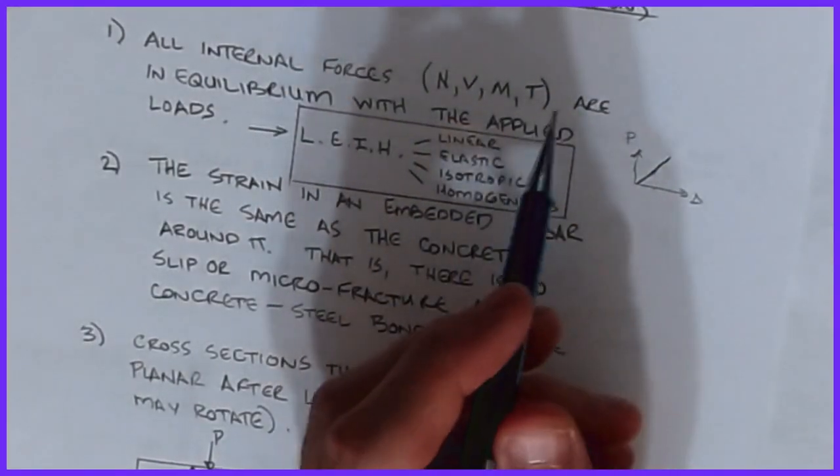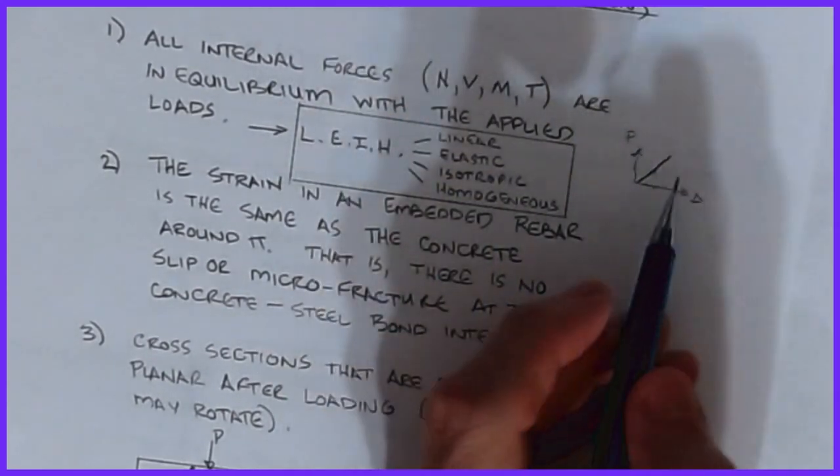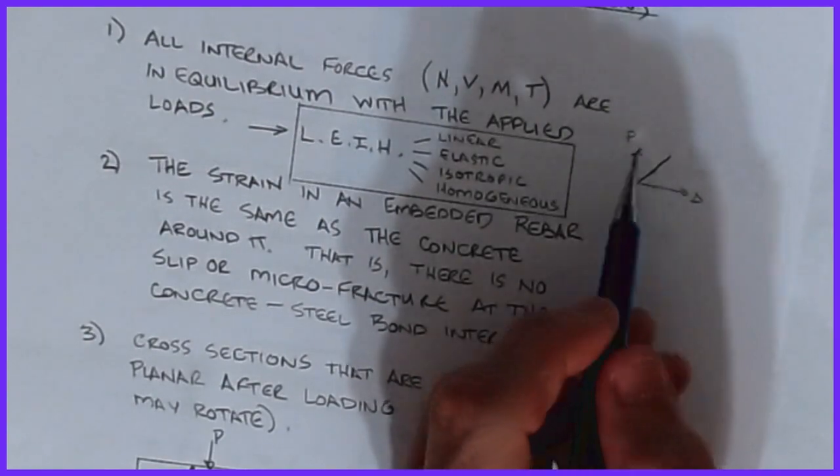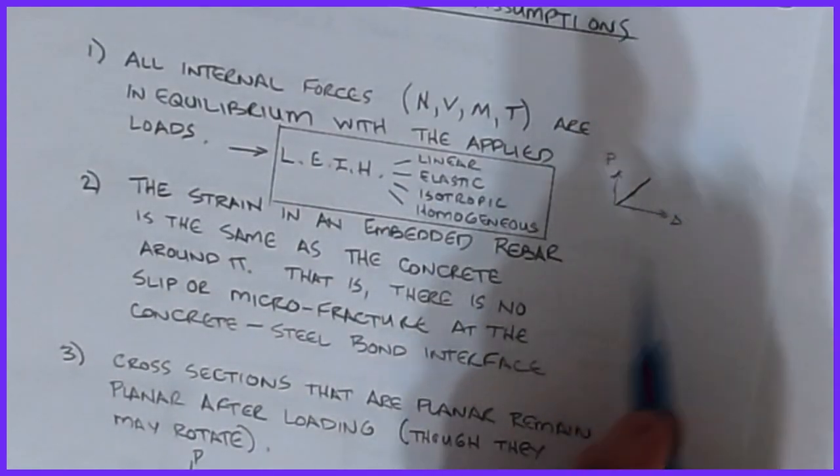For a lot of structures, that's typically the case. Things like beams, that will work. But if you get into systems like cable structures, this may or may not be true. So we have to be careful on limiting what we're looking at.